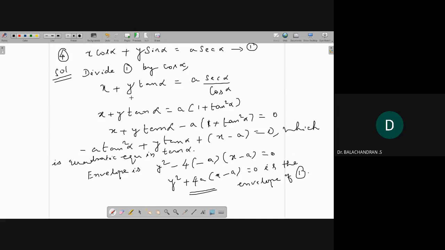Did anybody use some other method? If you used some other method, you can just tell the idea. Maybe you can differentiate. That is the second method. Otherwise, if you used any other method than this, you can tell how you solved the same problem in a different manner.